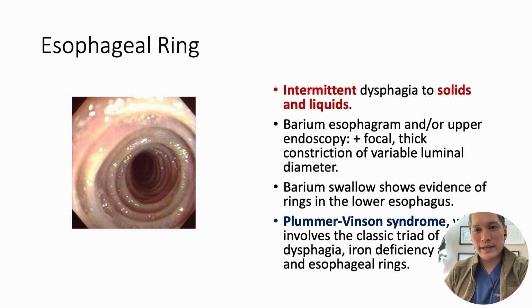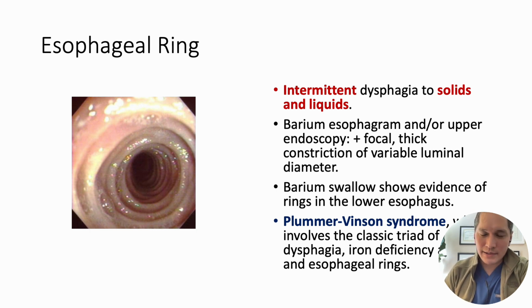So esophageal ring is associated with intermittent dysphagia to both solids and liquids. The buzzword in your exam is intermittent dysphagia, and it's related to solids and liquids. It is diagnosed either on a barium esophagram or an upper endoscopy. It appears as a focal thick constriction of variable luminal diameter. It looks like a ring, especially when you do an upper endoscopy, as seen on the left-hand side.